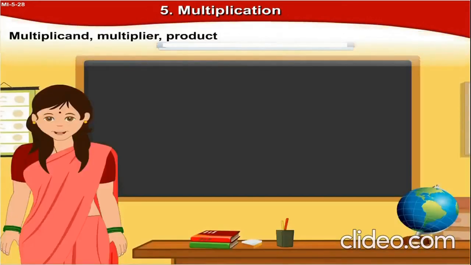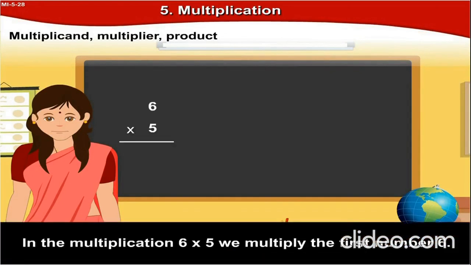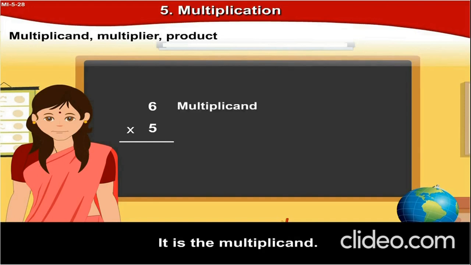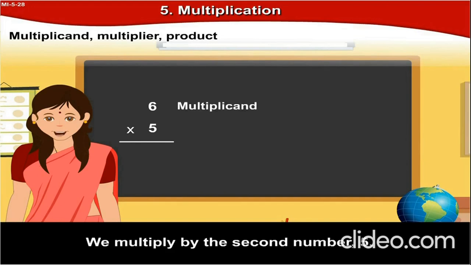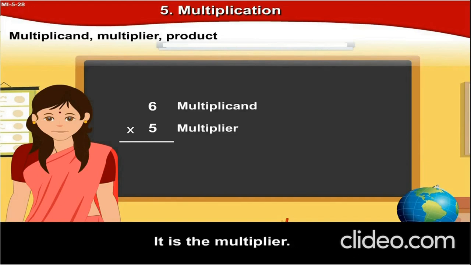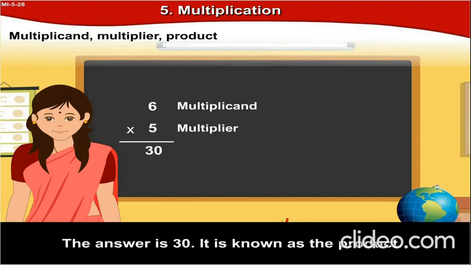Kids, now I will explain to you the concept of multiplicand, multiplier, product. In the multiplication 6 multiplied by 5, we multiply the first number 6. You know what it is called? It is called the multiplicand. We multiply by the second number 5. It is the multiplier. The answer is 30. It is also known as the product.